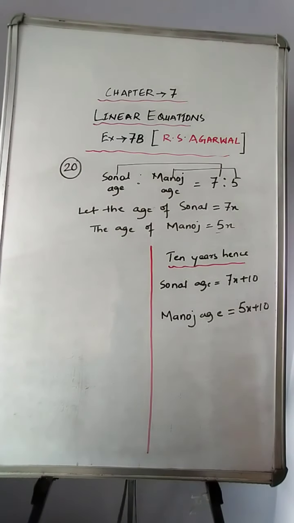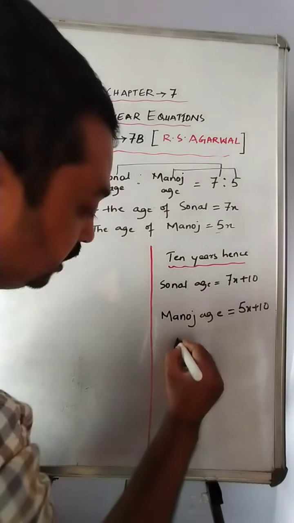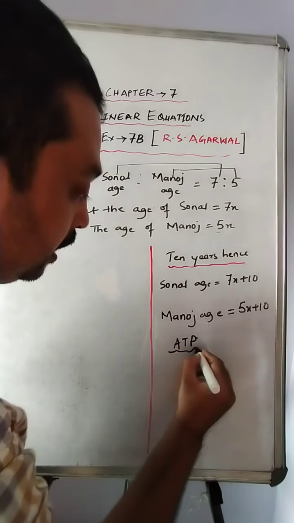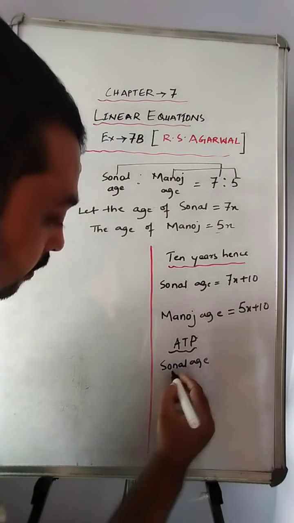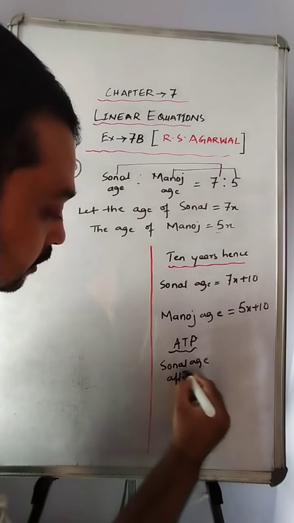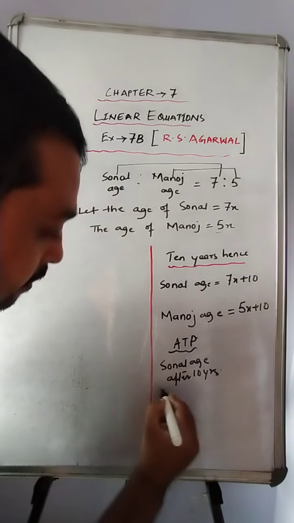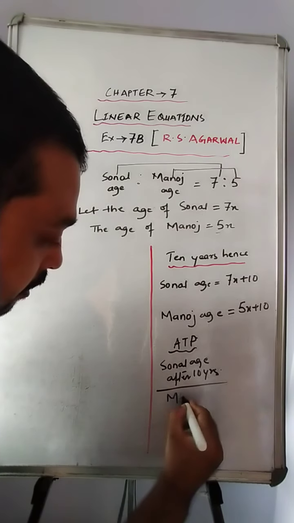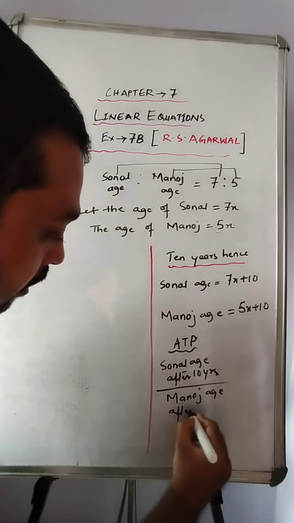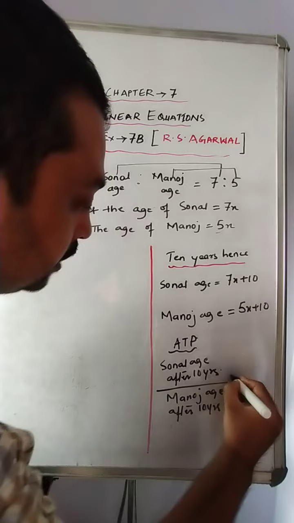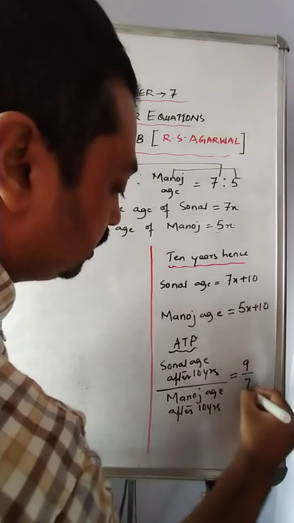Now let's see what is in the next part. The ratio of the ages after 10 years will be 9:7. That is according to the problem. So Sonal's age after 10 years divided by Manoj's age after 10 years equals 9:7.